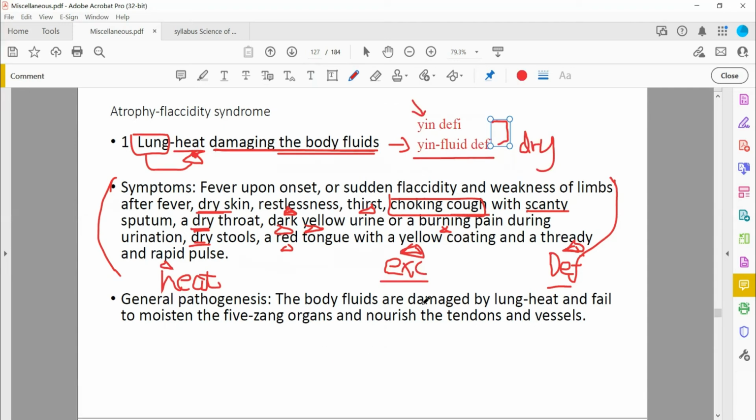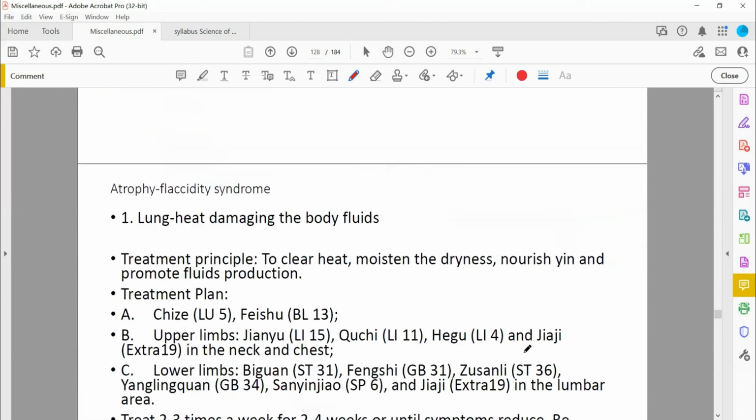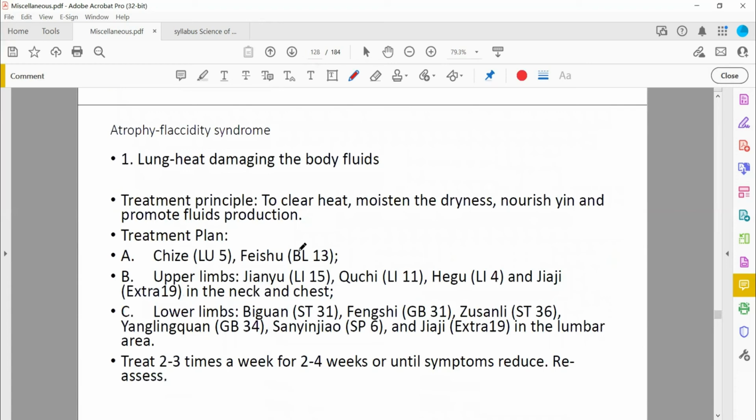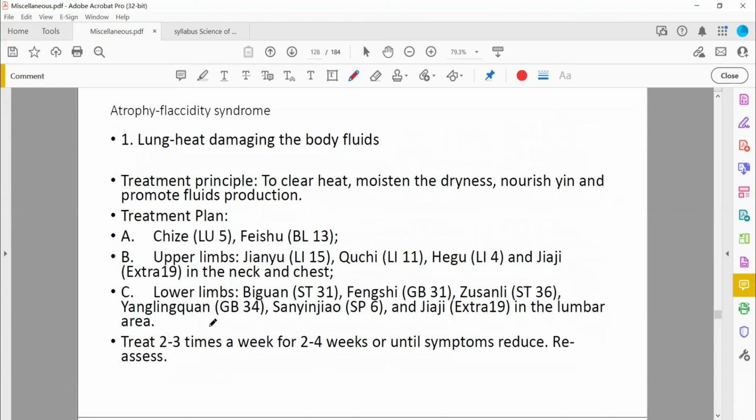The body fluids are damaged by lung heat and fail to moisten the five zang organs and nourish the tendons and vessels. So the treatment is to clear heat, moisten the dryness, nourish yin or yin fluid, and promote fluid production. So let's see the points used here.